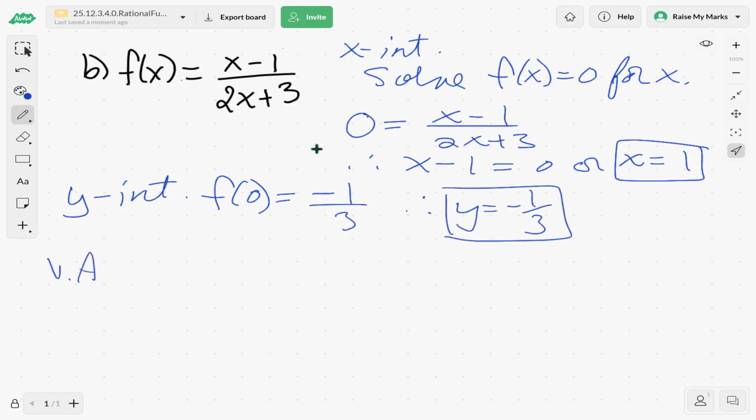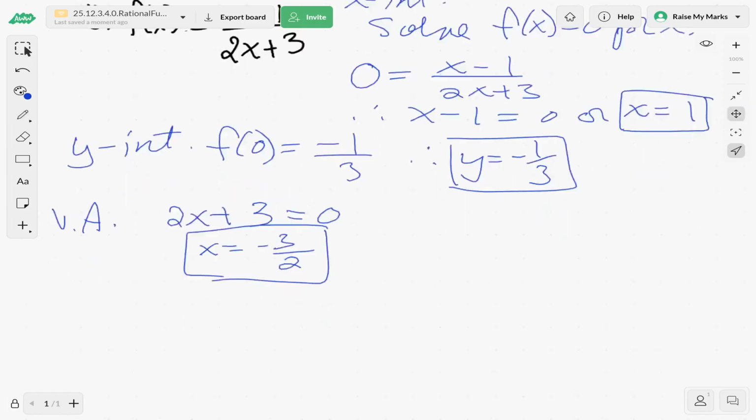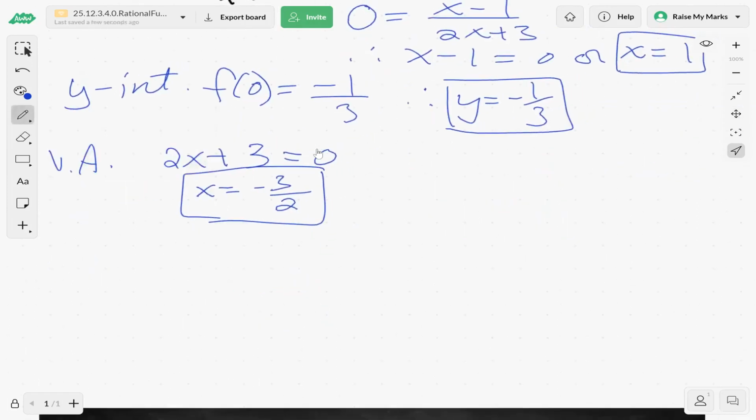Next, our vertical asymptote. How do we find our vertical asymptote? That's when our function is undefined. So let's solve. That occurs when 2x plus 3 equals 0. Then we can solve for x, and we get x equals -3 over 2. That's our vertical asymptote. How do we find our horizontal asymptote? Let's do that here.